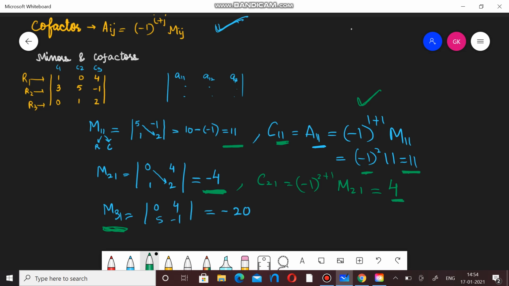M31. So what will be the cofactor? What will be C31? Do the addition. 3 plus 1 is 4. That is even. So the sign will not change. This will be the same. This will be negative 20 only.